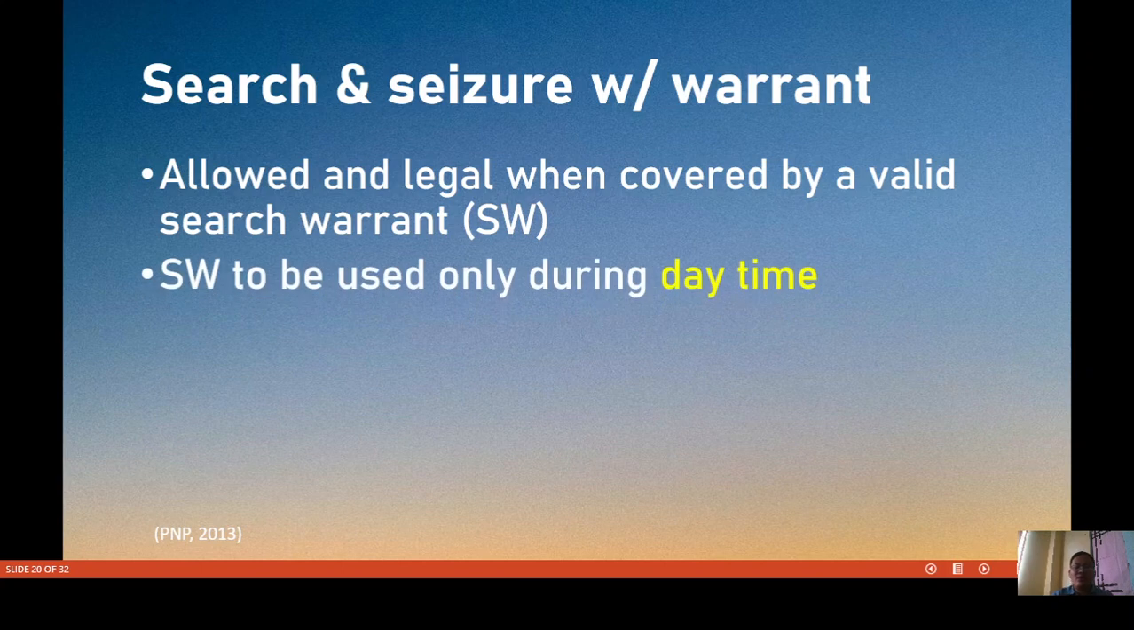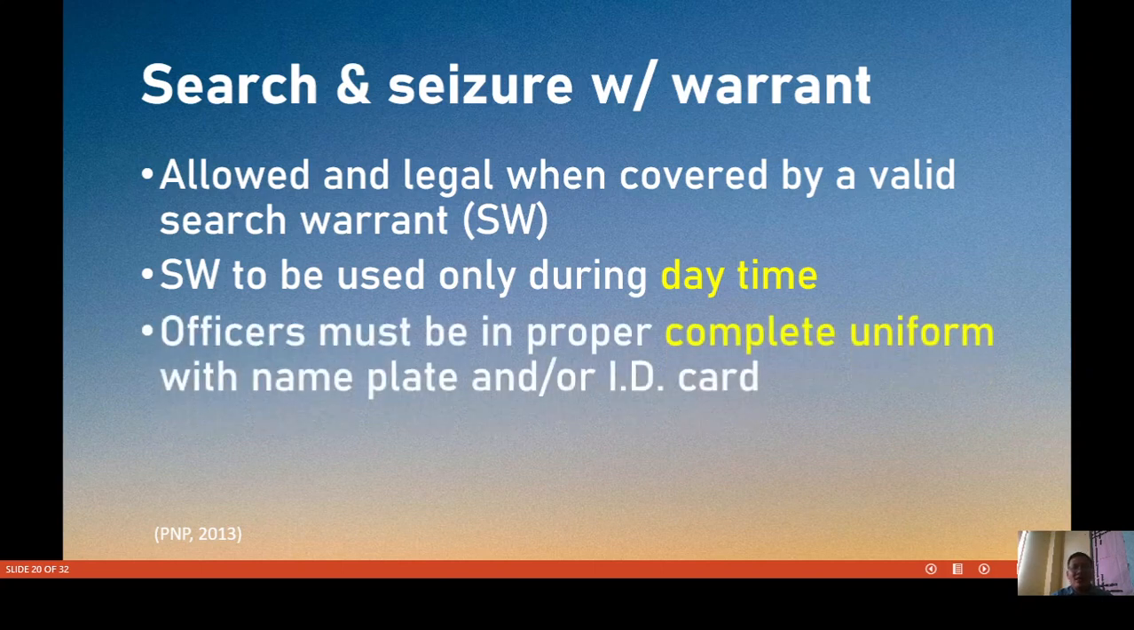A search warrant is to be used only during daytime, except when it is stated in the search warrant that it can be used during daytime or nighttime. Then officers must be in proper or complete uniform with nameplate and or ID card. So this is search and seizure with warrant. No law enforcement officer should conduct search and seizure with warrant without a complete uniform.